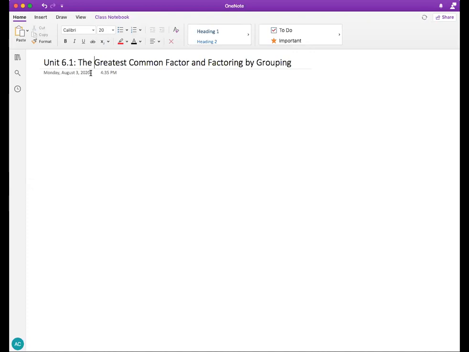Okay, so introducing a new topic today. We're going to be talking about factoring. Okay, factoring is the topic of the day. We're going to see what that is, and we're going to learn how to factor expressions.